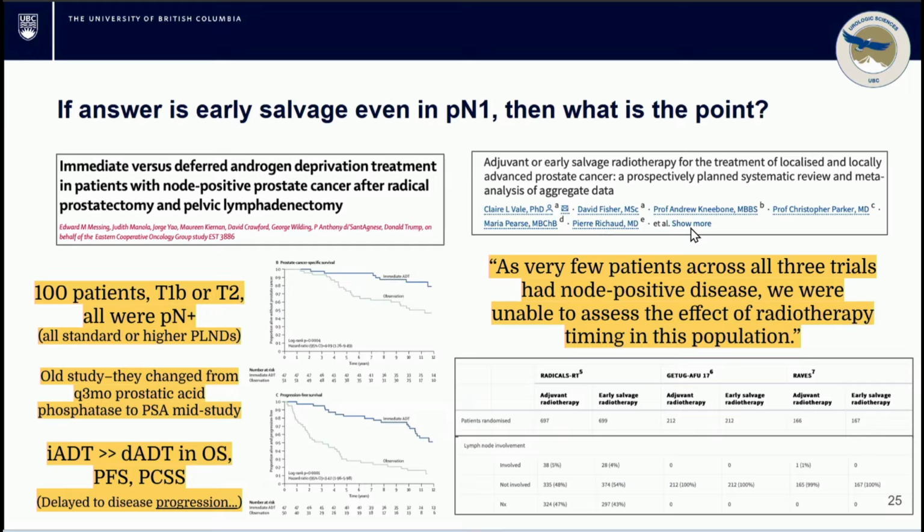So 50% of the people in both groups, adjuvant or early salvage, didn't get any lymph node staging at all, pathologically. And only 5% or less were found to have lymph node involvement. So it's just too small to interrogate that subgroup. And then GETUG didn't get anybody. And I think it was an exclusion criteria for GETUG, and then RAVES had 1 person. So a subgroup analysis for PN1 status for immediate RT is just kind of impossible to do right now.